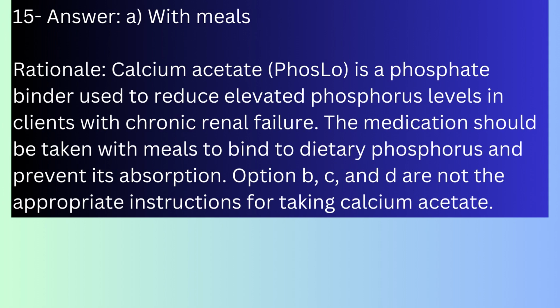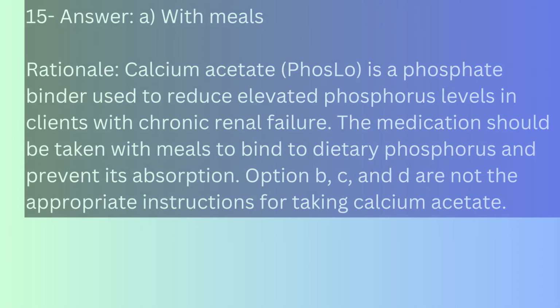Calcium acetate, PhosLo, is a phosphate binder used to reduce elevated phosphorus levels in clients with chronic renal failure. The medication should be taken with meals to bind to dietary phosphorus and prevent its absorption. Options B, C, and D are not the appropriate instructions for taking calcium acetate.